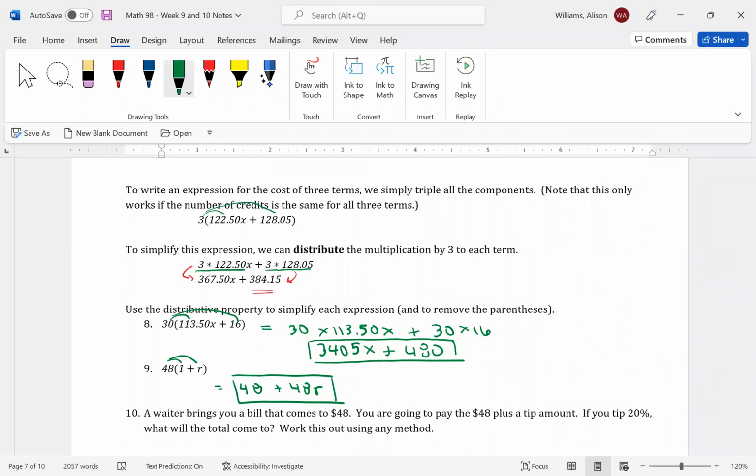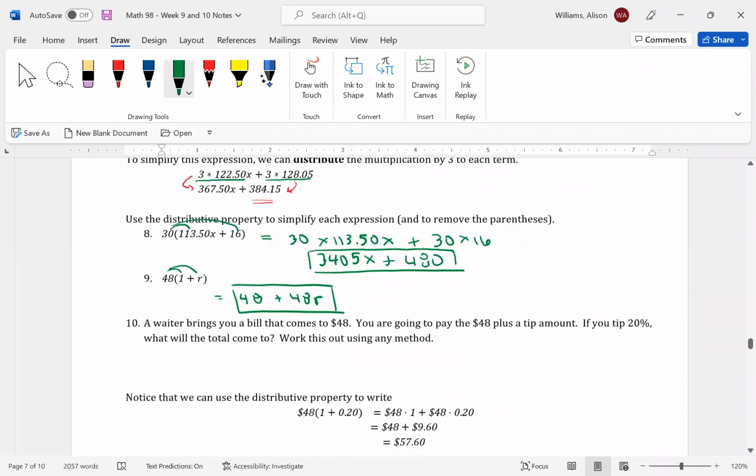A waiter brings you a bill that comes to $48. You're going to pay $48 plus a tip amount. If you tip 20%, what will the total come to? Use any method to work this out.